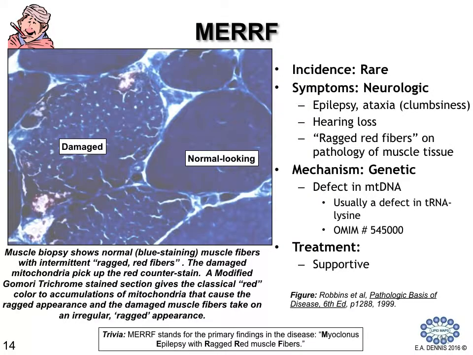The third example is MERRF, and this is a neurologic disease that presents with epilepsy, ataxia, hearing loss, and one can see ragged red fibers on the muscle tissue. Again, a mitochondrial disease, and again, a defect in the mitochondrial DNA of a transfer RNA, in this case, lysine. And again, there are some supportive treatments, but not curative treatments.